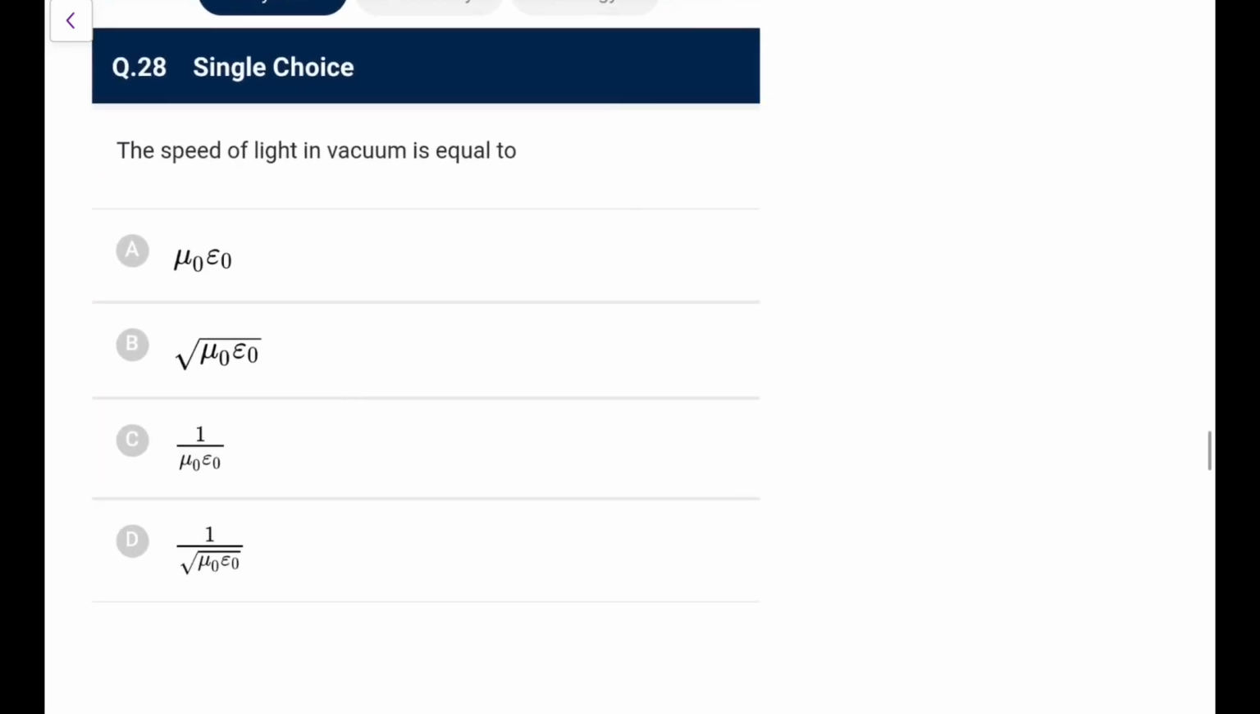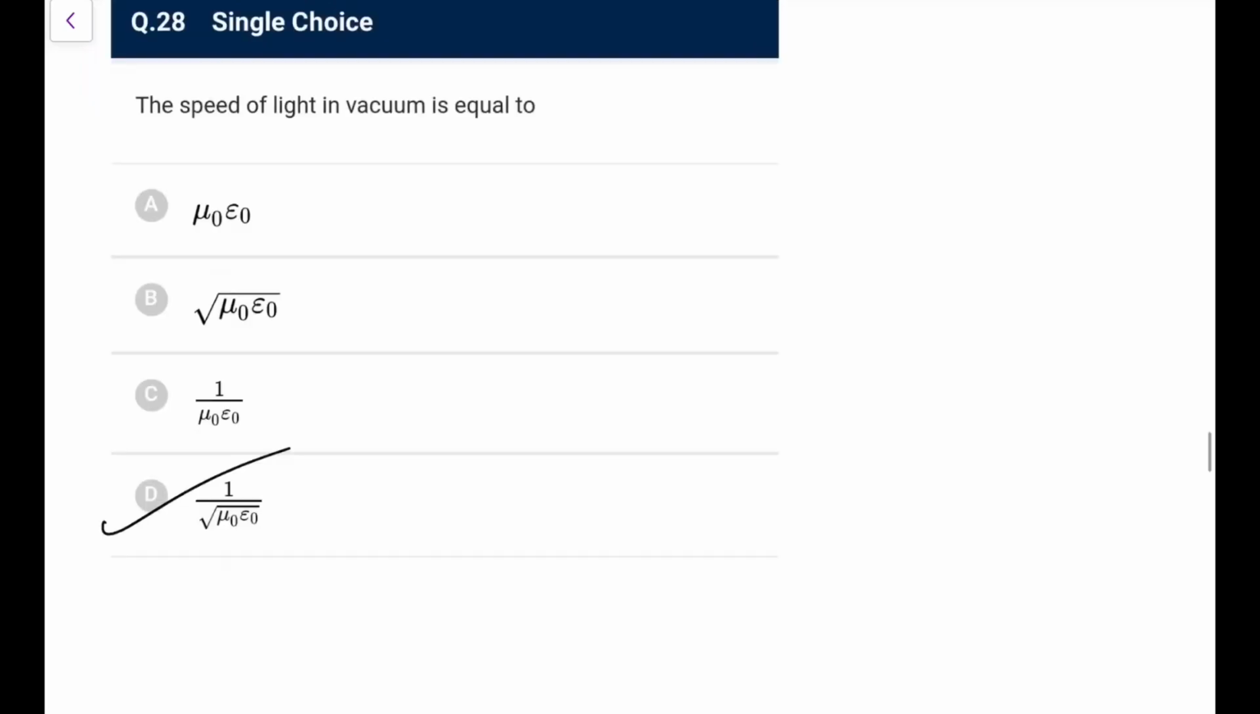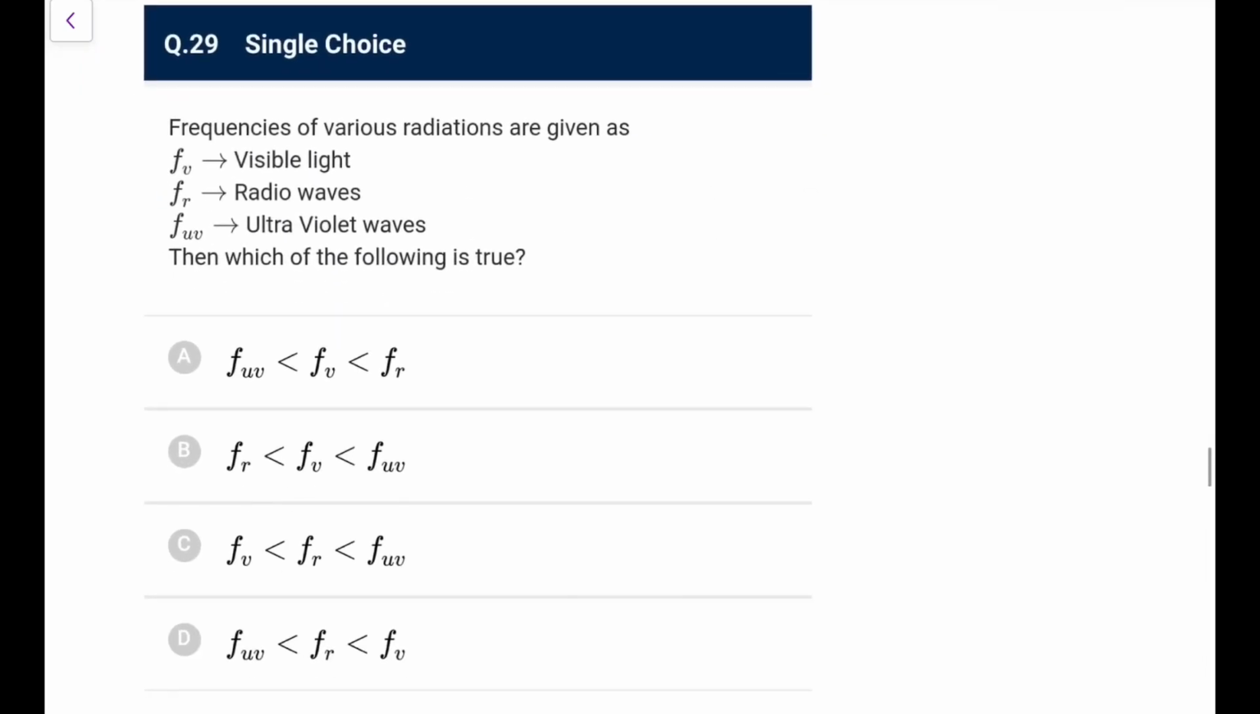The speed of light in vacuum is, that's nothing for me to answer, you all know. Frequencies of various radiations are given. Which of the following is true? You know, UV will have the maximum and radio will have the least. So this is the one we are looking for.